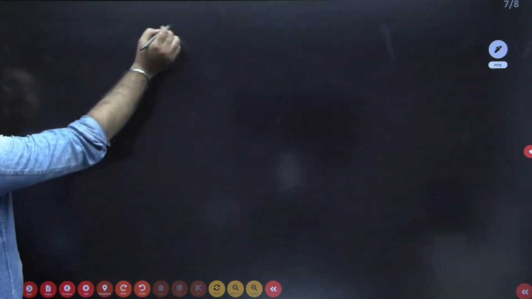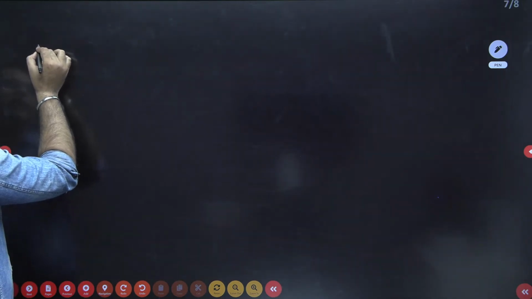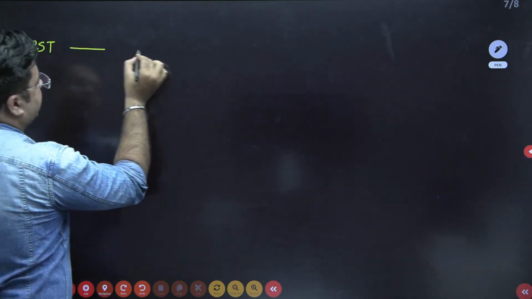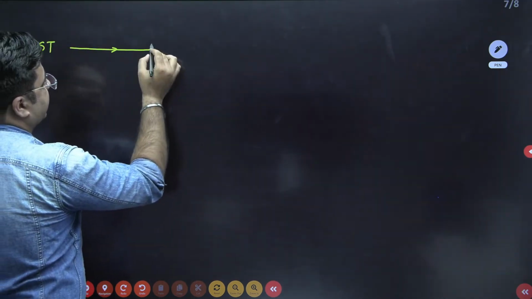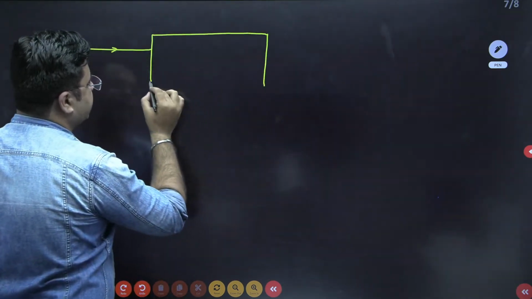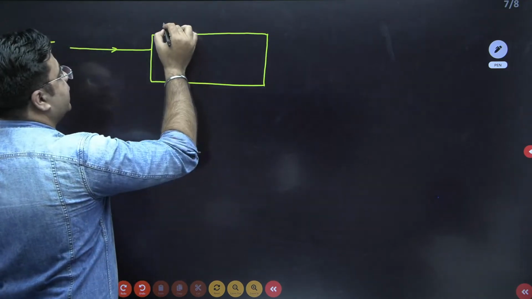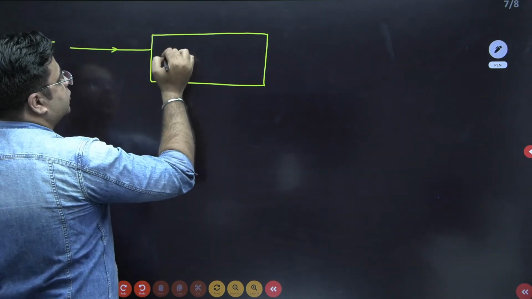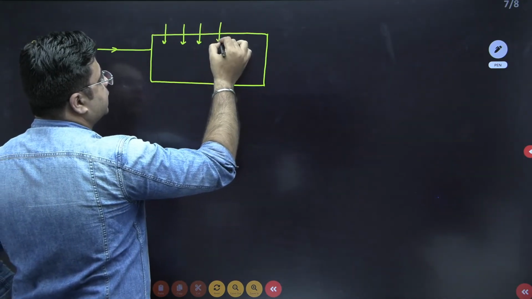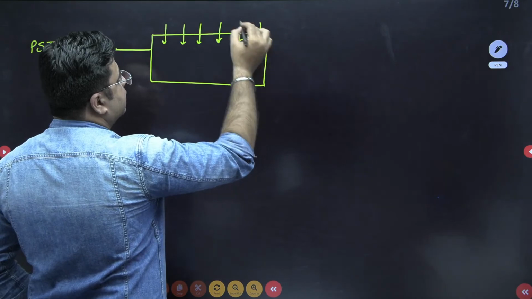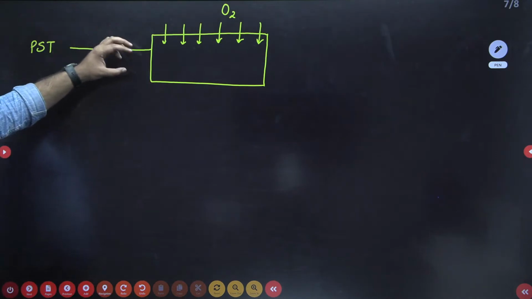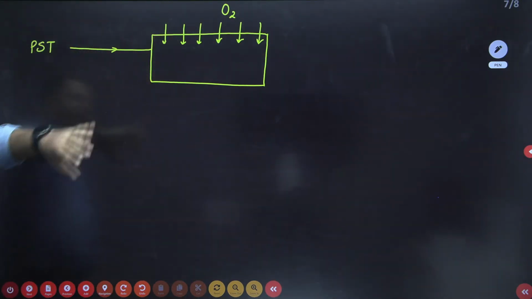so basically wastewater from the primary sedimentation tank, PST, is taken to the aeration tank, where sufficient availability of oxygen is maintained. So here I'll draw oxygen. Sufficient availability of oxygen is maintained inside the aeration tank. Okay. Wastewater from the primary sedimentation tank is taken to the aeration tank.